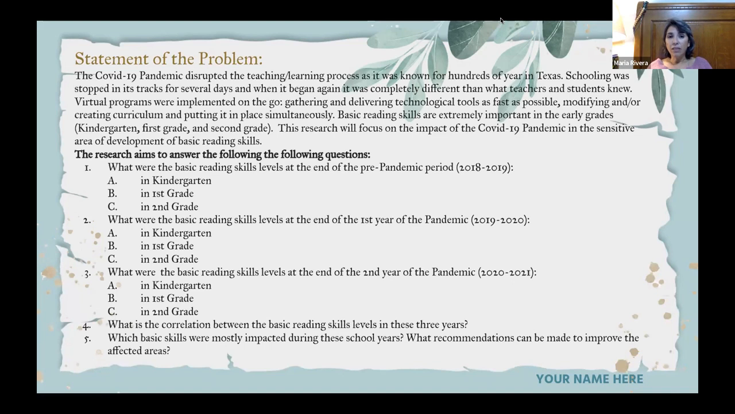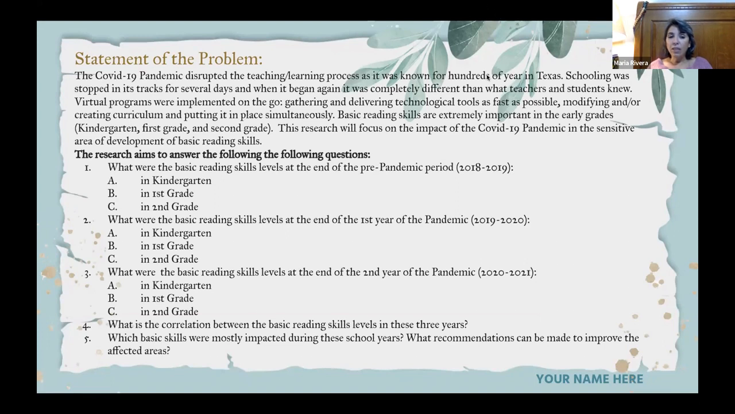What are the basic reading skill levels at the end of the pre-pandemic period, which is 2018-2019, in kindergarten, first grade, and second grade? What were the basic reading levels at the end of the first year of the pandemic, 2019-2020, in the same areas? And what were the basic reading levels at the end of the second year of the pandemic, 2020-2021, in the same areas, again kindergarten, first grade, and second grade?